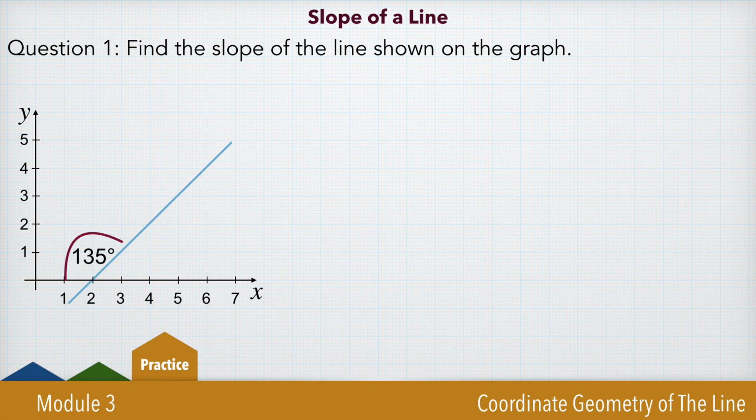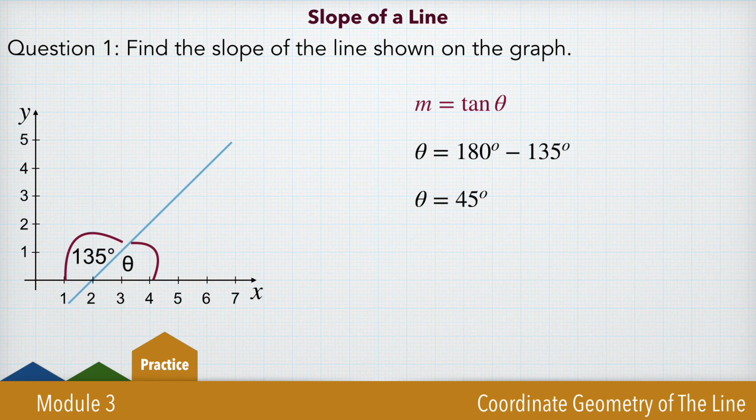In our first practice question, we must find the slope of the line as shown on the graph. As we have angles, we can use the formula tan theta. Theta must be the angle made by the line with the positive sense of the x-axis. A straight angle is 180 degrees. Subtracting 135 from 180 gives us the value of theta, the required angle. Finding the tan function of 45 using a calculator gives us a slope value of 1.